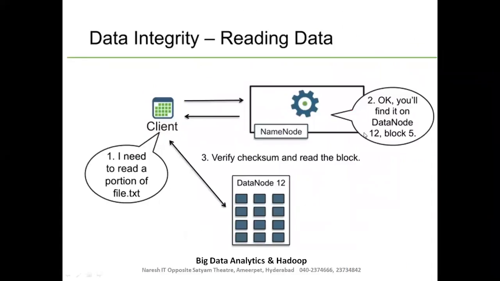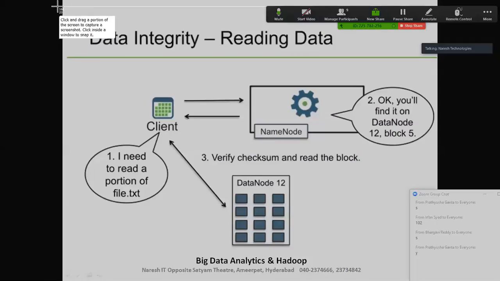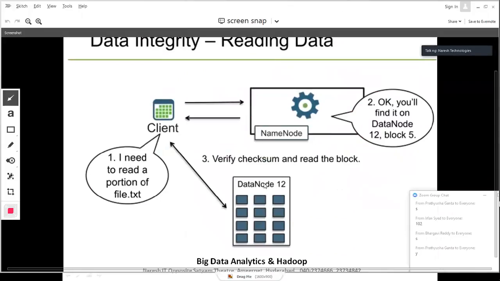Okay. So, data integrity and reading data, let's dig a little deeper. What do we do? Step 1, the client needs to read a file. Step 2, it contacts the name node, requesting to read the file, and the name node says, you'll find it on data node 12, block 5. In other words, it looks at the metadata and replies back with the response, guys.